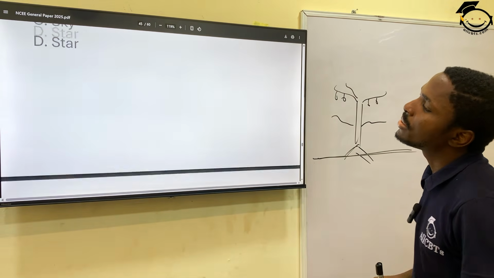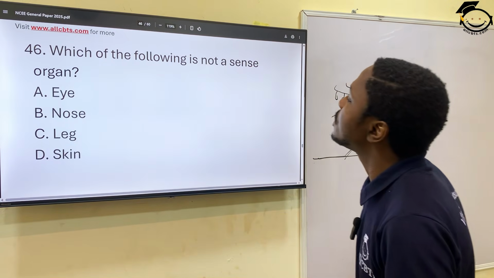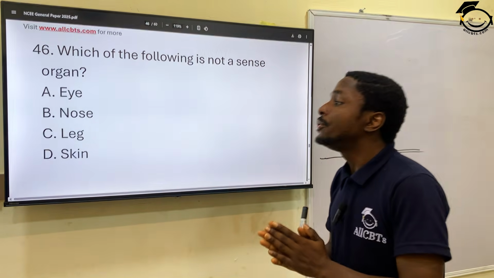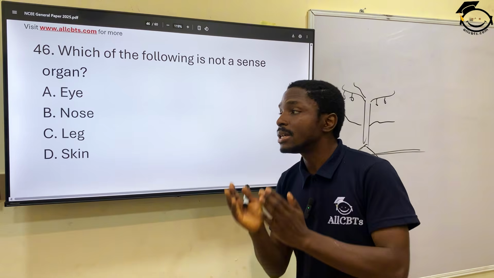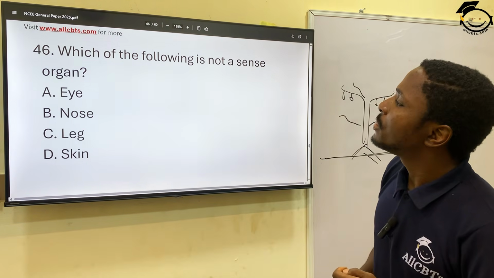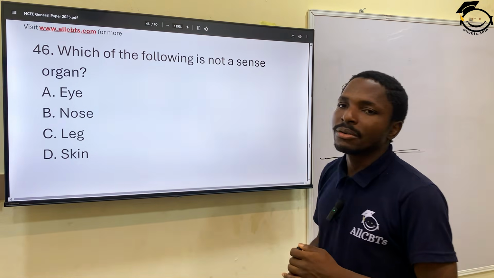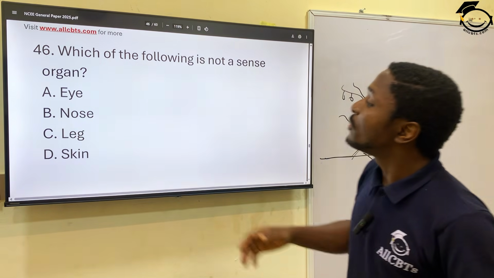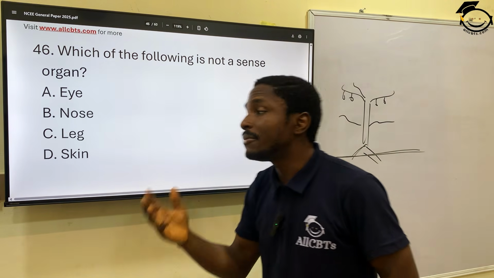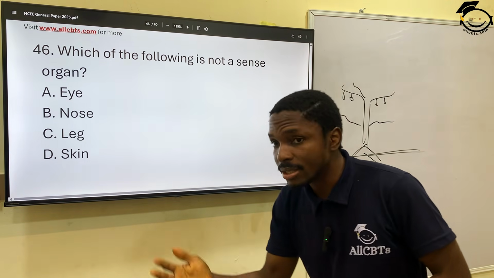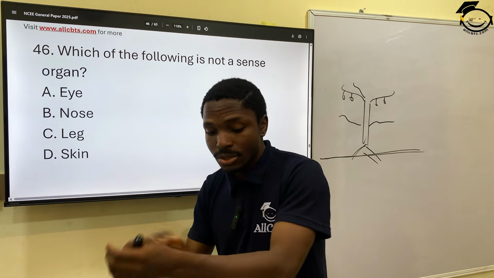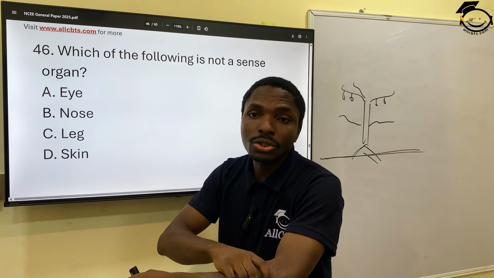Okay, so 46. Which of the following is not a sense organ? Now you have five major sense organs. Okay, the eyes, the skin, and all of that. So which of the following is not a sense organ? You have eye, which is a sense organ for sight, for seeing. You have nose, a sense organ for smell. You have skin, a sense organ for feeling or for touch.